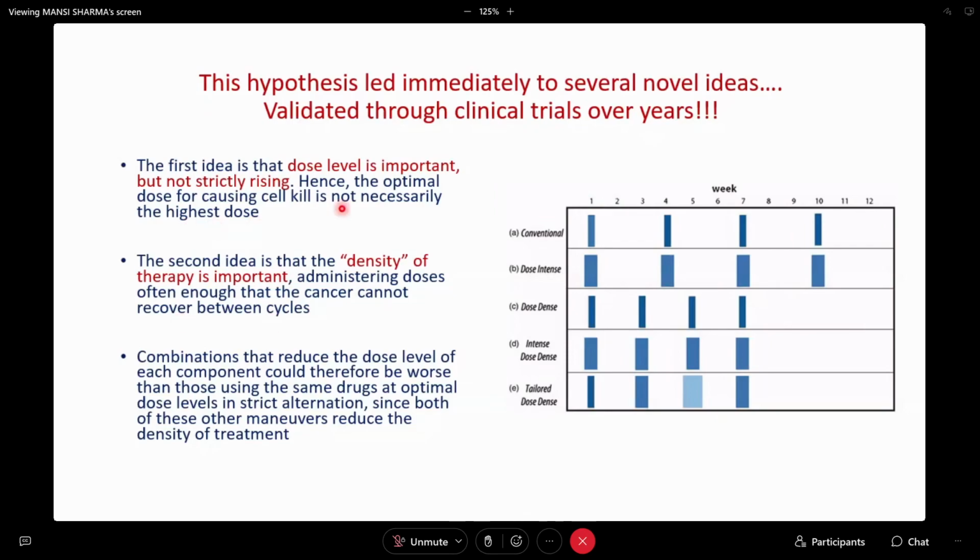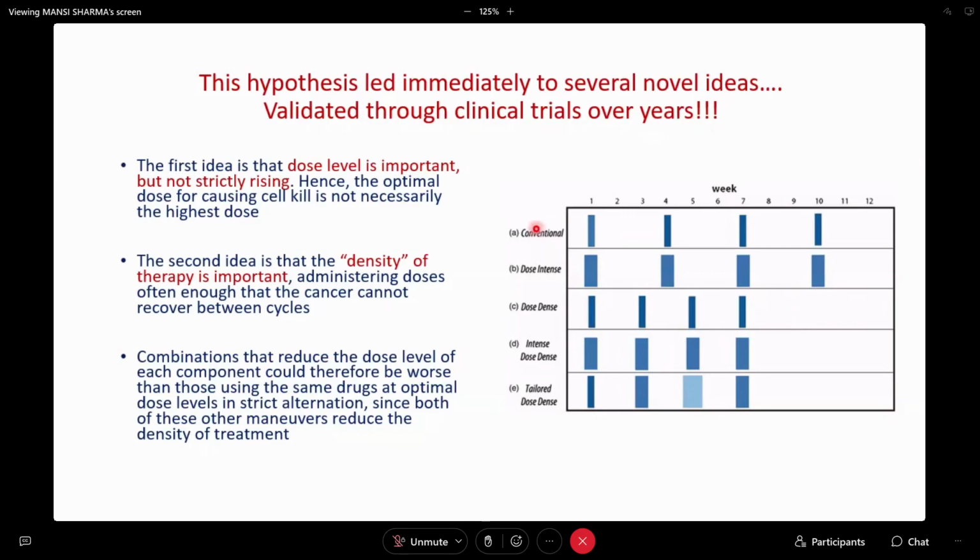The second idea is that the density of therapy is important. So combinations that reduce the dose level of each component could therefore be worse when we give reduced doses, or those regimens where we're giving prolonged chemotherapy, instead of a 3 weekly or a 2 weekly cycle, giving it over 4 weeks or 6 weeks. It gives time for the tumor to increase again, right? And of course, develop more drug resistance.